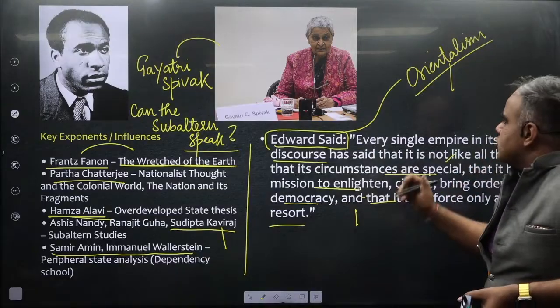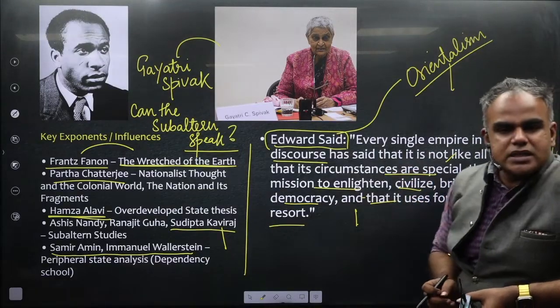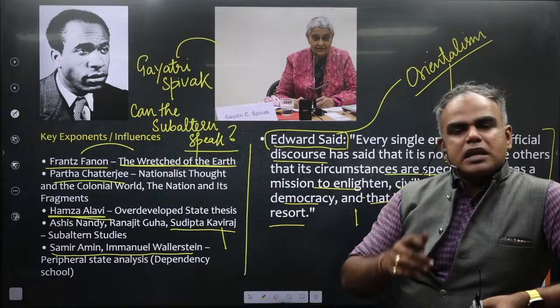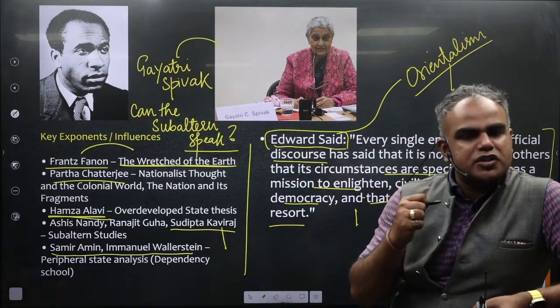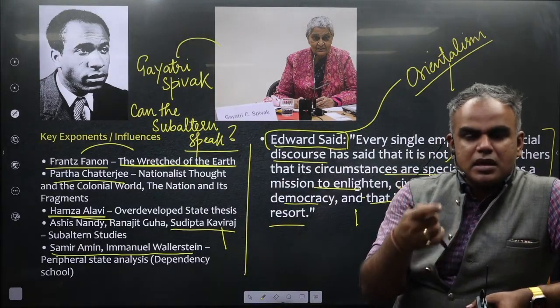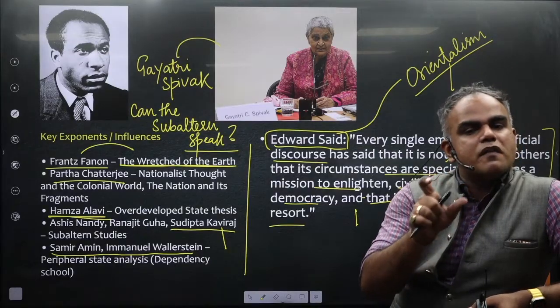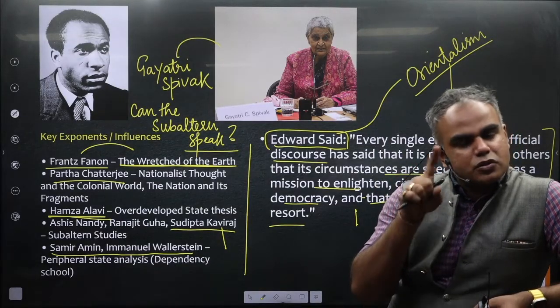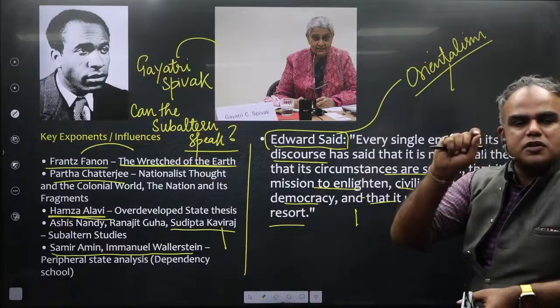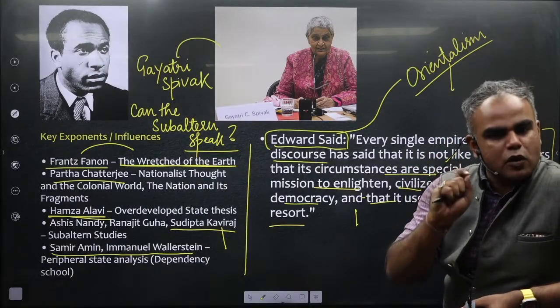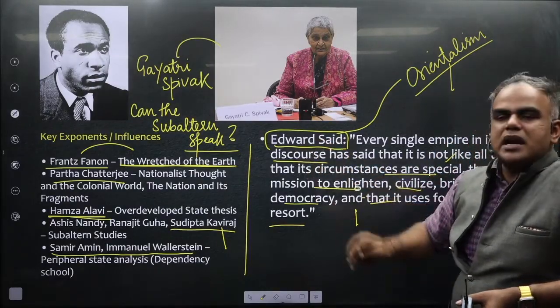You remember this from when we studied the moderates. Initially everybody had a good view of the Britishers, that they were actually doing some development. But just after that, you had the drain of wealth theory. The drain of wealth theory is almost a very vicious attack on the work of the British. Same thing Edward Said has done.